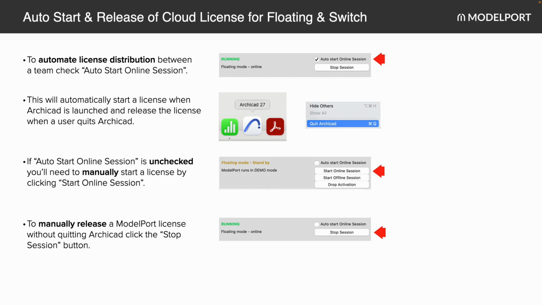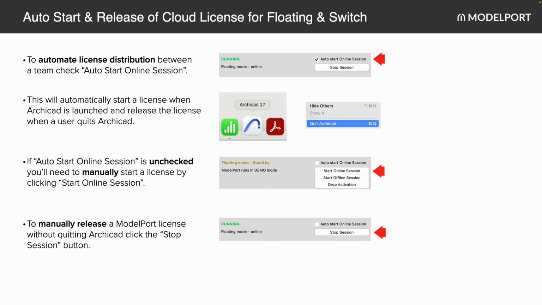Now, I talked a little bit about the ability to auto start and to release these licenses. So in that dialog, there is a checkbox for auto start online session. If that is checked, which it is by default, then every time you open Archicad, it'll automate the license capture for your session. And then when you quit Archicad, it will automatically release that license back to the cloud. So it automates that for you. You don't have to think about it. It's really nice, very simple.